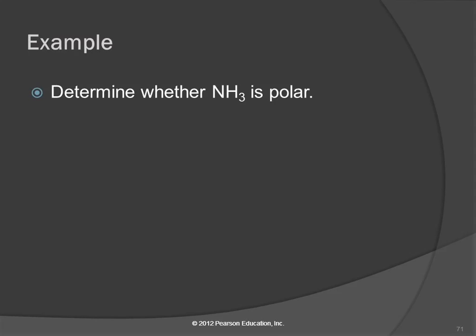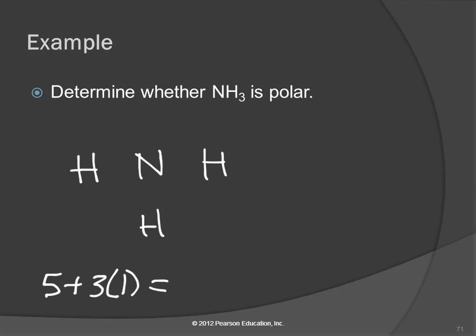Let's look at NH3. Nitrogen in the middle, hydrogen, hydrogen, hydrogen. 5 valence electrons from the nitrogen, 3 from the hydrogens, 8. We end up like this. We've already gone over all this, so I'm not going to take too much time on that. There's our Lewis structure. So let's do my method first. Are there any lone pairs on the central atom? Yes. We're done. It's polar.